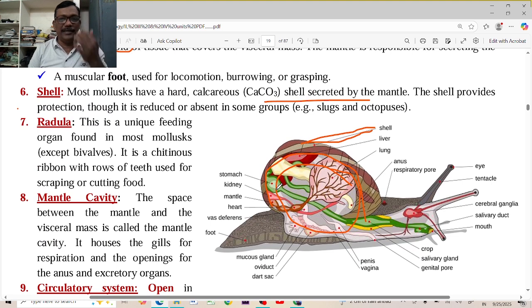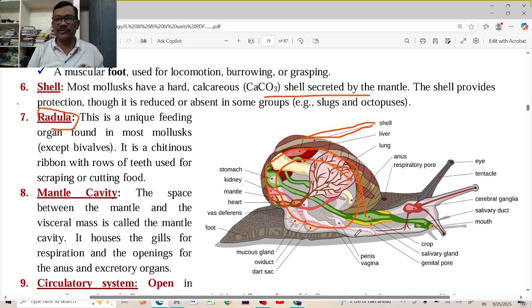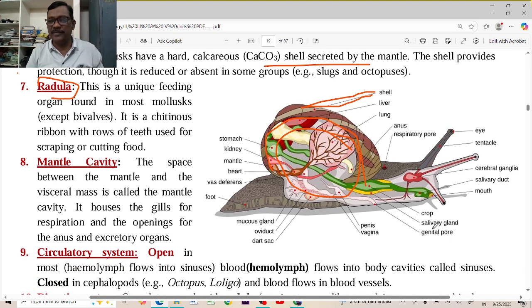Another important thing in these organisms is the radula. In the digestive system, there are salivary glands and the radula. In the mouth of these gastropods especially, the radula is present. The radula is a saw-like structure with teeth-like structures on the tongue. With the help of the radula, they can scratch the food material.